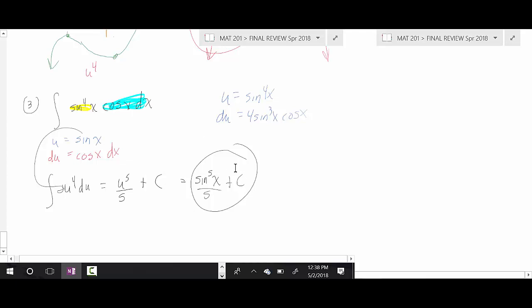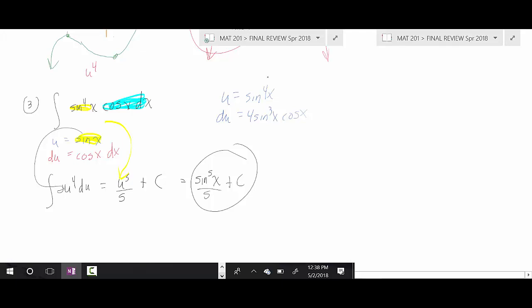Does everybody understand what I just did? I put the u back in. So remember u is sine x, so that goes in there. The cosine will not be a part of your answer because everything was accounted for. You just turned it into the u to the fourth integral. So there isn't a cosine in your answer.